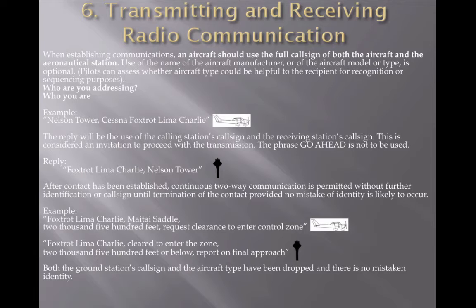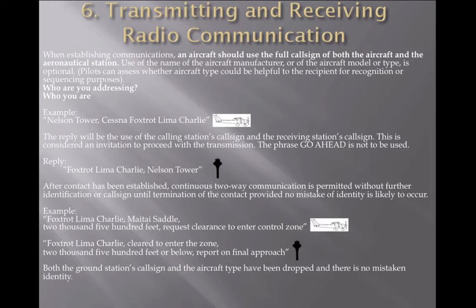So your reply would be Foxtrot Lima Charlie, Nelson Tower. Oh, sorry, beg your pardon, that's the wrong way around. The tower will respond, Foxtrot Lima Charlie, Nelson Tower. After contact has been established, continuous communication is permitted without further identification or call sign until termination of the contact, provided no mistake in identity is likely to occur.